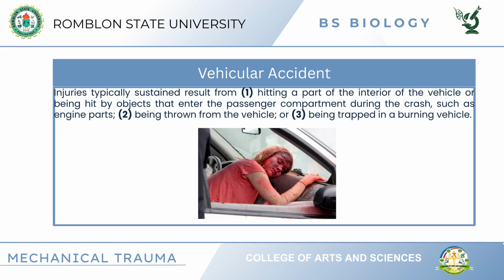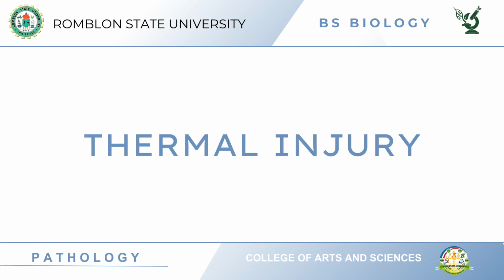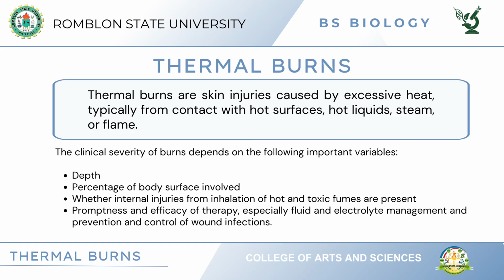So now that we are done with mechanical trauma, let's proceed to thermal injury. So thermal injury naman, it is an injury caused by excess heat and excess cold. So one example of thermal injury is thermal burns. So thermal burns are skin injuries caused by excessive heat, typically from contact with hot surfaces, hot liquids, steam, or flame.